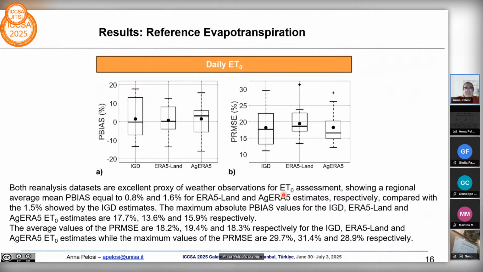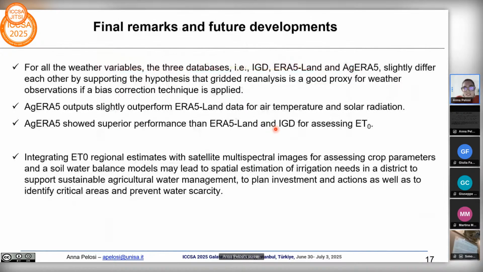So I think that these results, which show that in terms of errors AG ERA5 and ERA5 land are similar to the interpolated ground-based weather data, are very important. So at the end, these are the main final remarks: the results that I show support the idea that gridded reanalysis is a good proxy for weather observation.